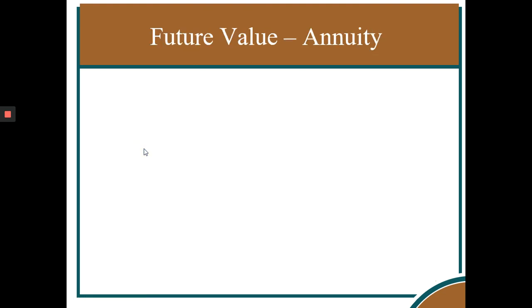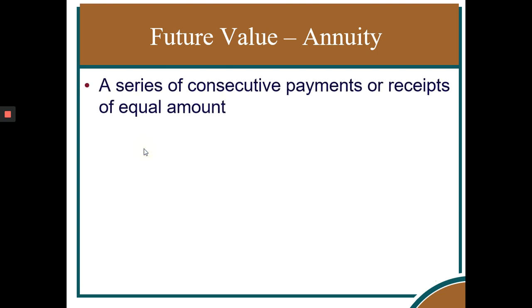Alright, so let's move on to the next formula. It's called future value annuity. We have completed present value single sum and future value single sum. Now we look at future value annuity. All right, so annuity, you have to be careful.